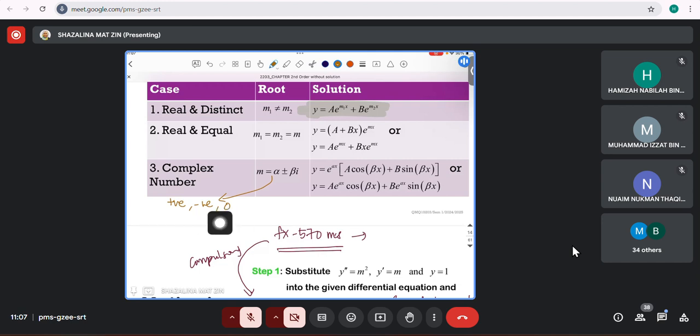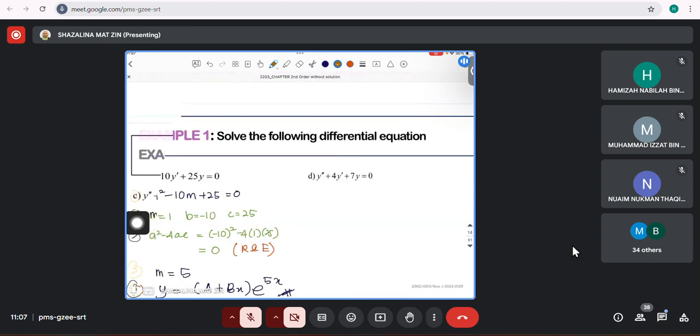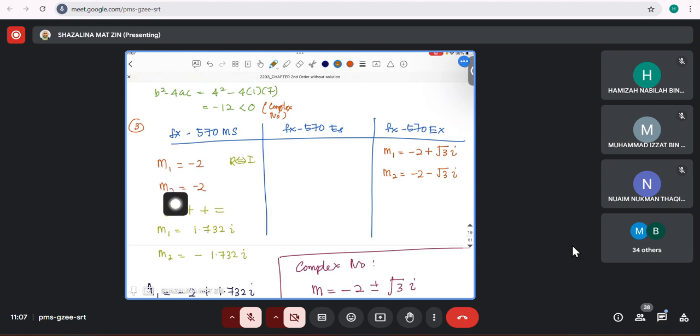Okay, jadi 0 tu macam mana? When you calculate kat sini, calculate tadi, m1 0, m2 0. Okay, should be no problem. It can be. Tapi tengoklah kalau ada ri ni, means kena extract keluar di imaginary number.